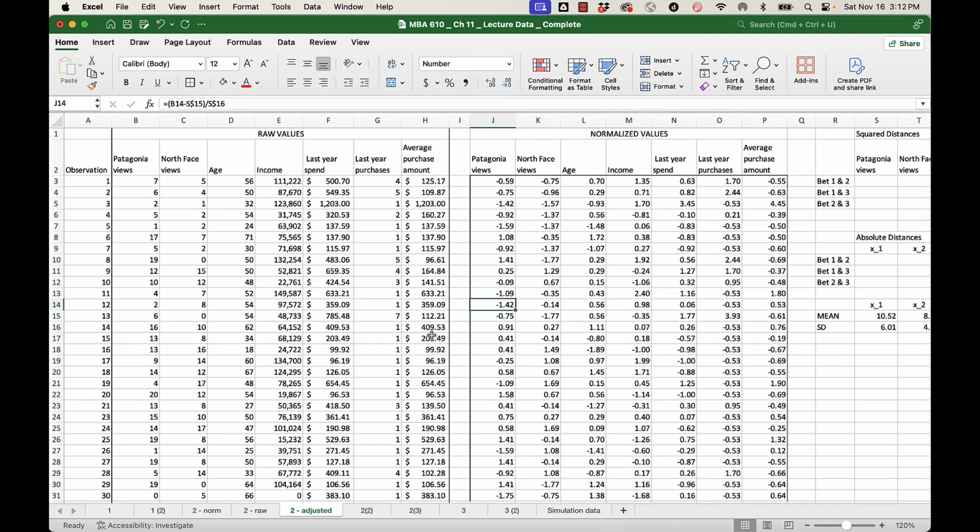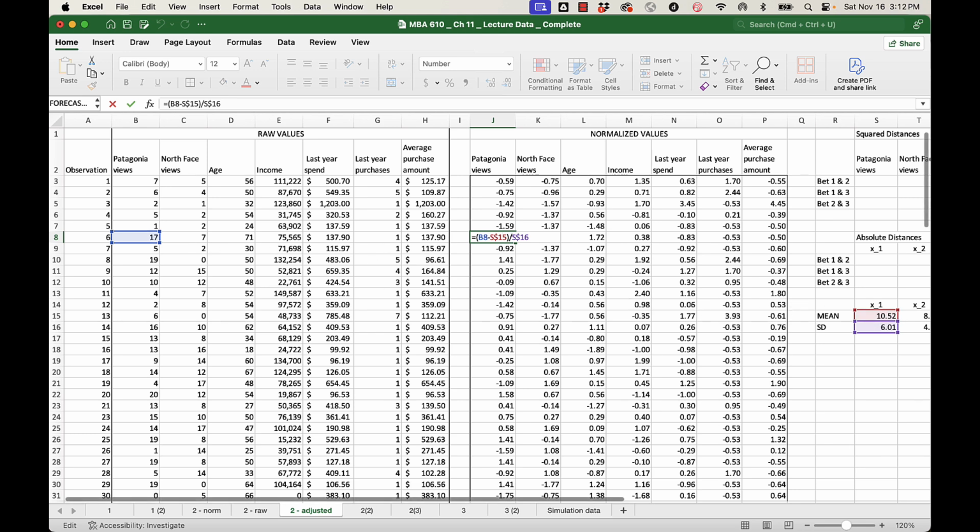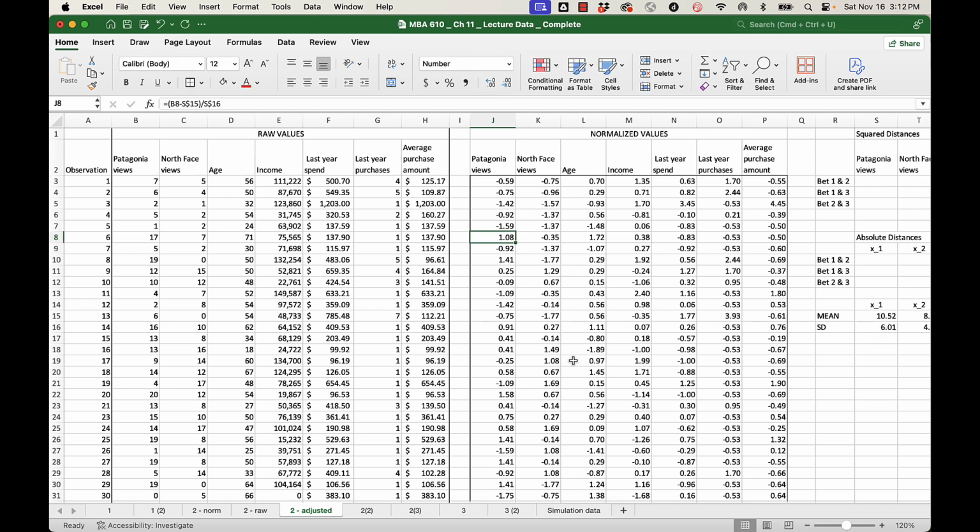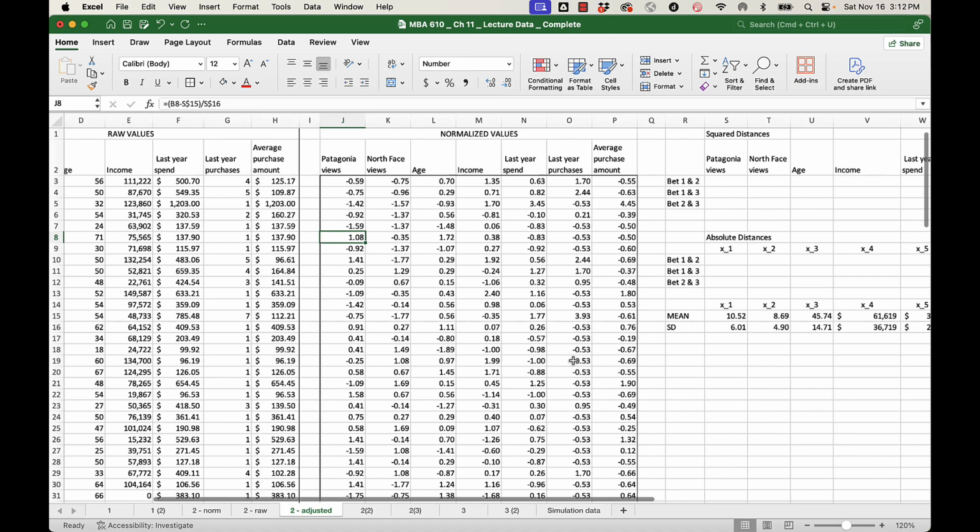And now I've got my raw values and my normalized values. If you're feeling at all like you need to walk through that a little bit more, you could click on any value. So for person 6, they viewed Patagonia 17 pages. The average was 10. So they're 7 above average. That's going to be a little bit more than 1 standard deviation above average. And their z-score is 1.08. All right.